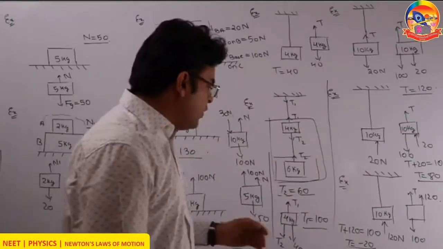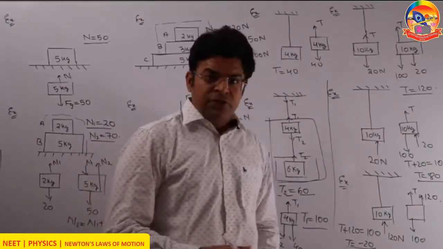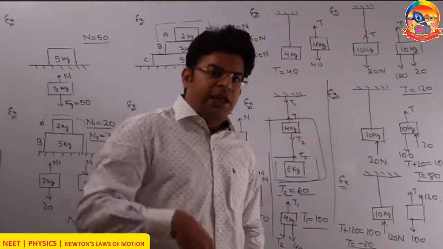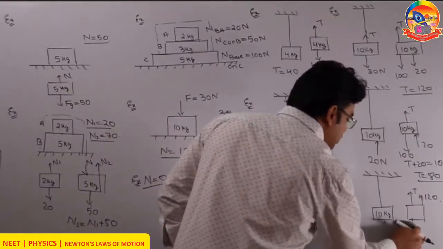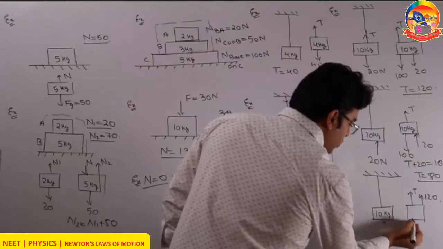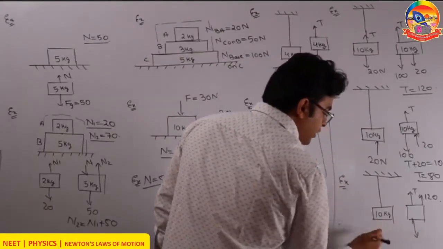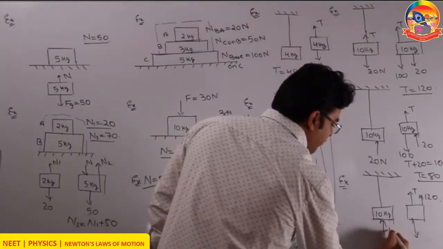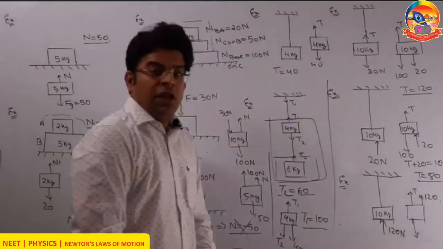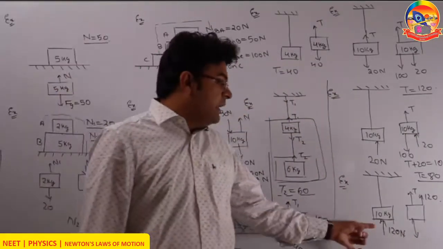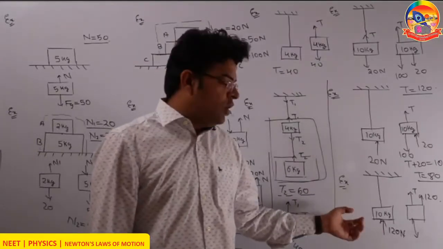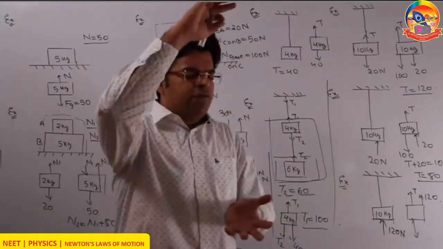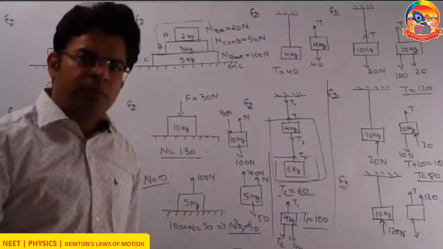Then sir, how to answer? If you get the tension rather than pulling to be pushing in nature, it means that this is the case where tension becomes 0. So notice that this is the block of mass 10 kg. Upward we have applied a force of 120 Newton. The force acting upward is more than the weight of the block. Since the force acting upward is more than the weight of the block, it will start rising up. The string will get loosened and the tension will become 0.